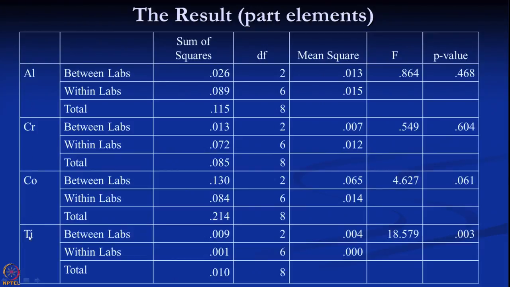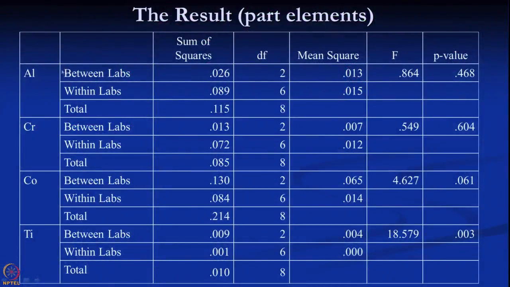Likewise, I have shown you only 4 elements, and I have shown you how the values can be larger. This is 4 point something, but if you look at titanium, this has the largest value. So you can say that probably the laboratories are different here. At least there is one laboratory different from the rest of them. This is called analysis of variance, and the table which has been made for each element is called the analysis of variance table.